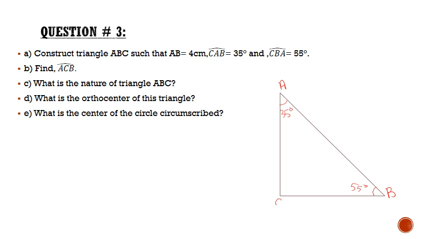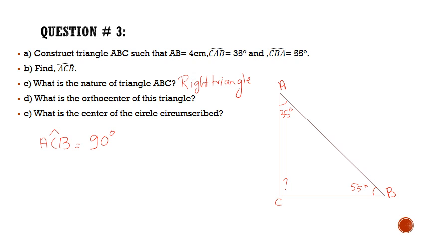So now I need to calculate ACB. How do I calculate it? Using the steps that we know, the sum of angles in a triangle is equal to 180. So after calculation, I figure out that ACB is equal to 90. Very good. So 180 minus (35 plus 55) is equal to 90. So what's the nature of triangle ABC? Right. Very good. It's a right triangle. Why? Because I have one right angle.